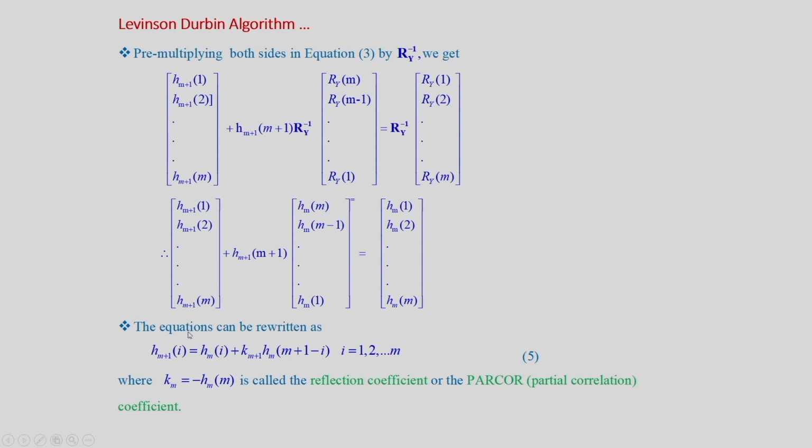So, that way we are now able to find (m+1)th order LP coefficients in terms of the mth order LP coefficients, and this is true for only i equal to 1, 2 up to m. This k_m coefficient is called the reflection coefficient or the partial correlation coefficient.